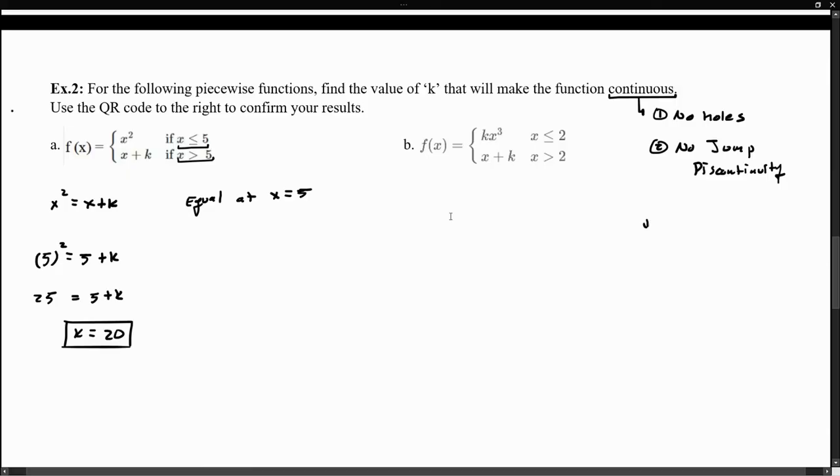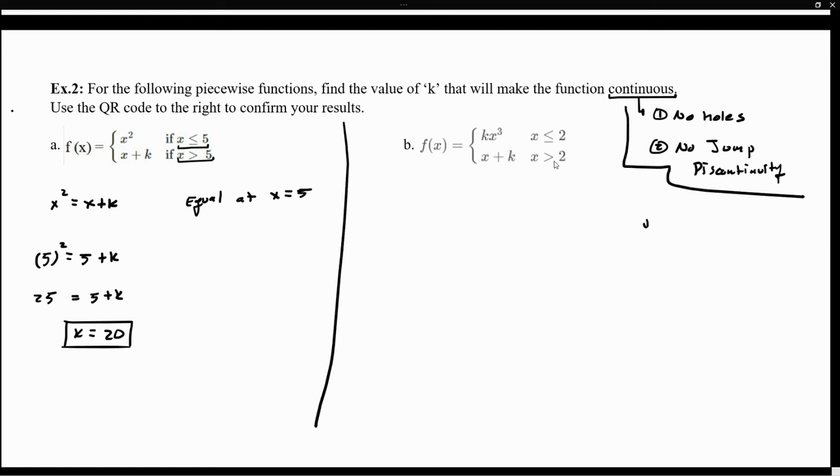So let's take a look at another example here. Let's take a look at example F. We have kx to the cube, where x is less than or equal to 2, and x plus k, where x is greater than 2. And again, what do we want to do? We want to define a value for k where there are no holes or there is no jump discontinuity.